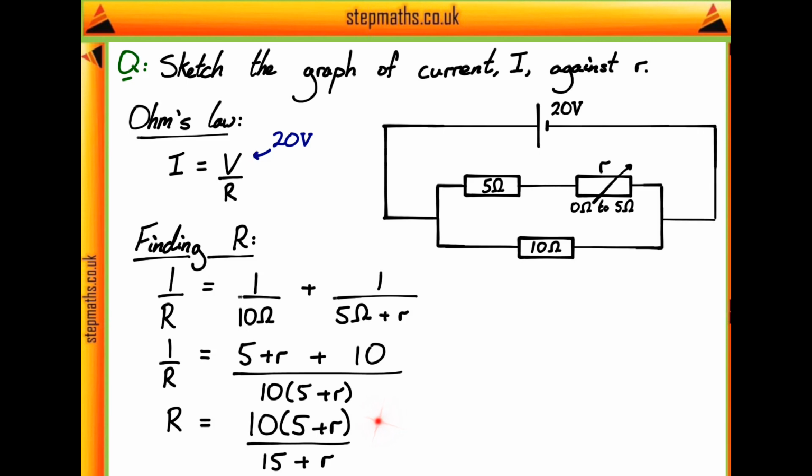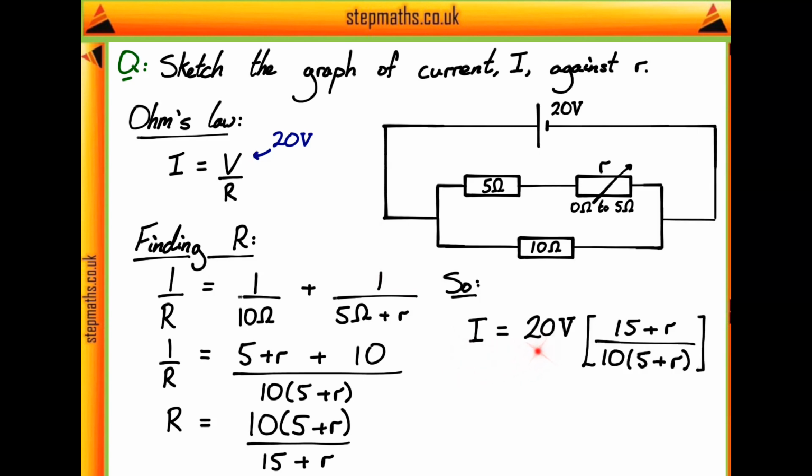Then, to get our expression for current, all we have to do is substitute this back into our original equation, giving us 20 volts multiplied by 15 plus R divided by 10 multiplied by 5 plus R. The 10s are going to cancel out, giving us this factor of 2 on top, which simplifies to this expression here.